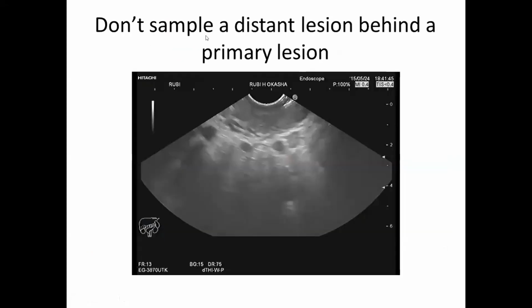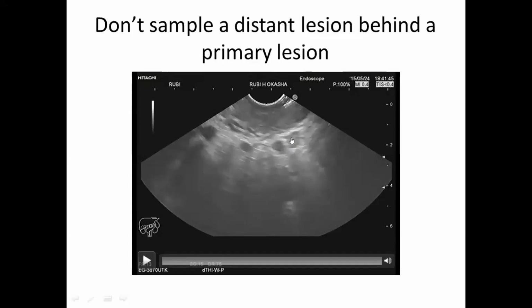Another trick is don't sample a distant lesion behind a primary lesion. As in this case of markedly thickened wall of the gastroduodenal junction. This is the wall of the gastroduodenal junction. It looks like adenocarcinoma mostly. And this is a lymph node. This lymph node may be benign, may be malignant. Don't sample this lymph node because you would have to traverse the malignant looking wall.